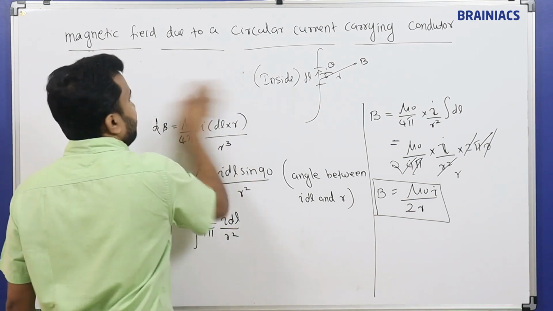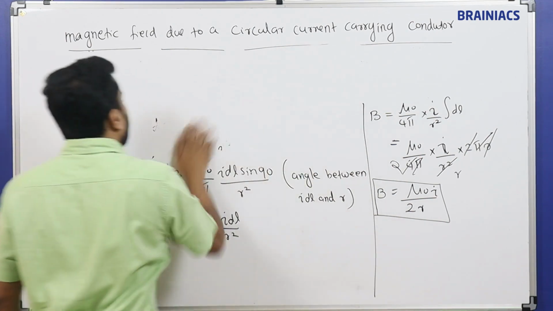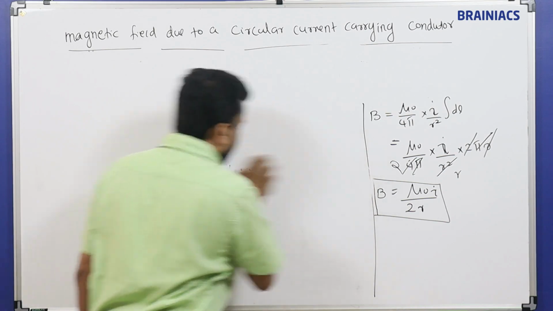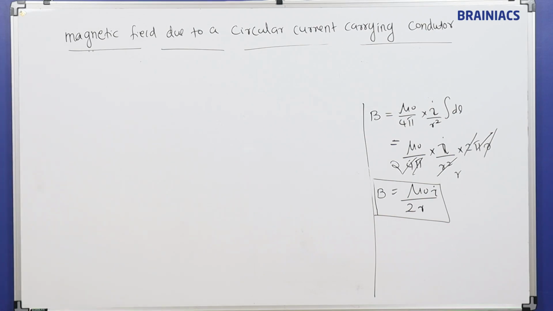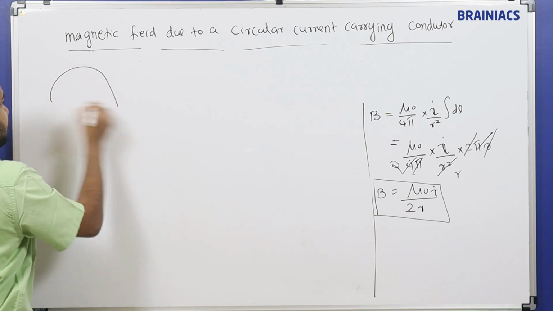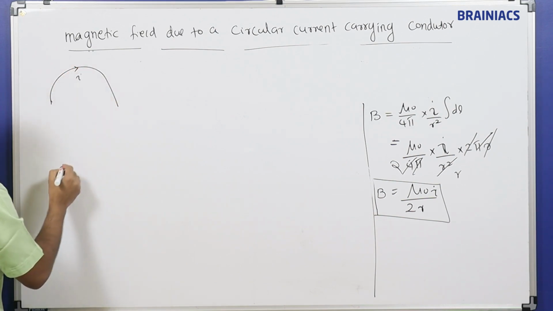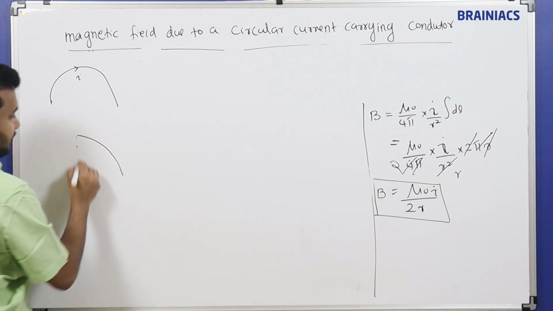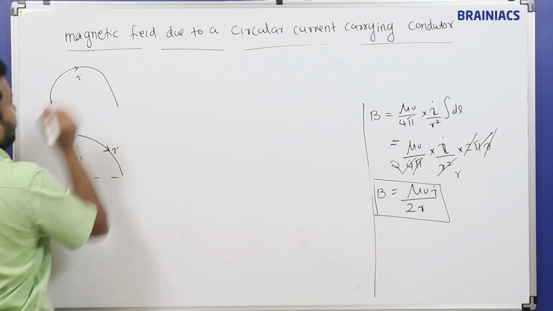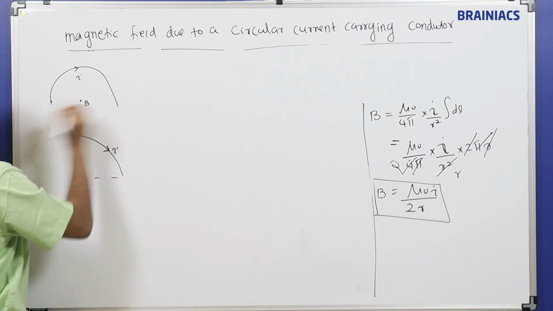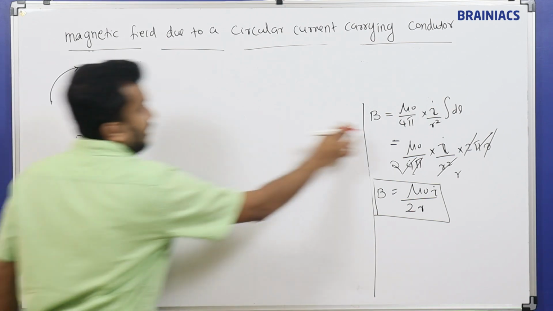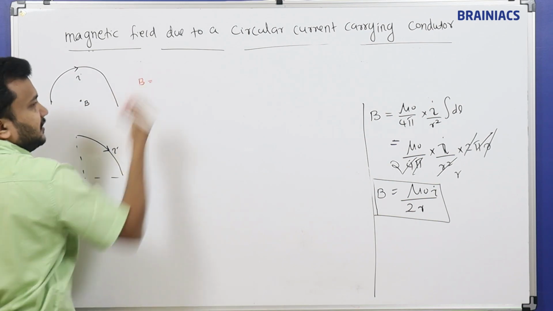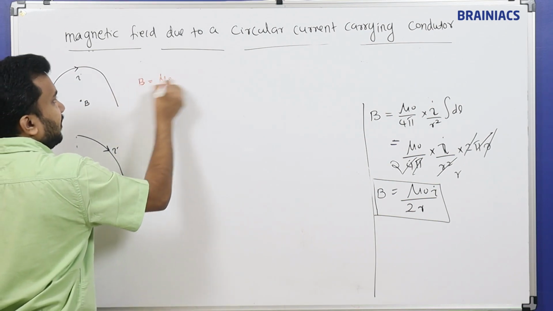This is the fundamental of this topic, nothing else. Now we'll do some analysis on top of it. Suppose I have two conductors like this. One conductor is a half circle conductor, and another is a quarter circle conductor. Both are carrying a current I. What is the magnetic field here? In this case also we can apply the same formula, all things are constant. B is equal to mu 0 divided by 4 pi.